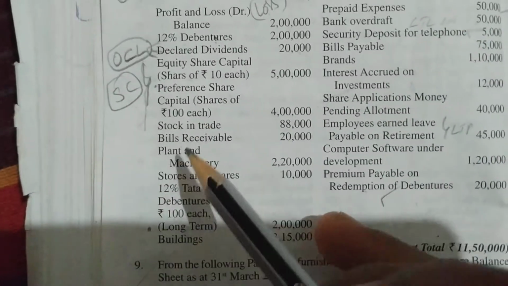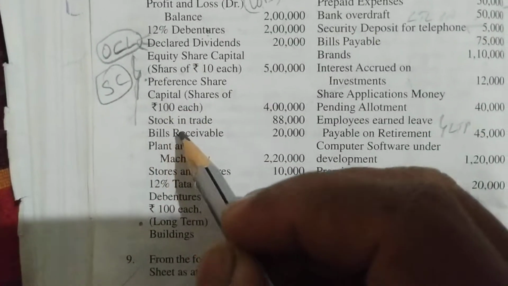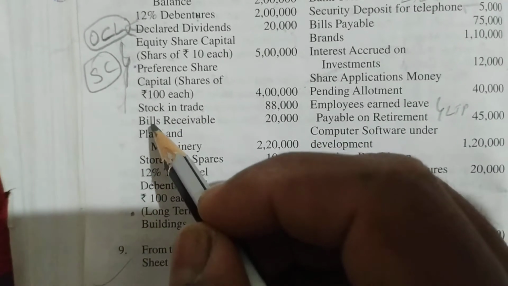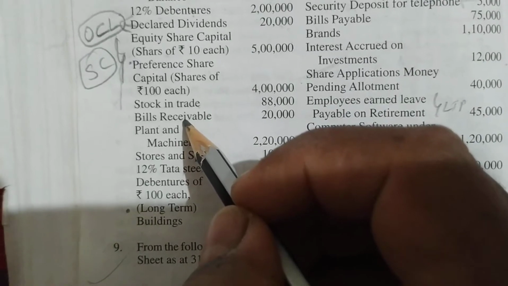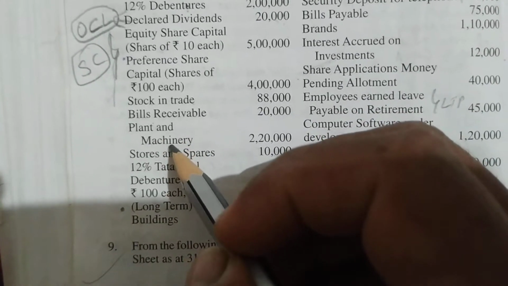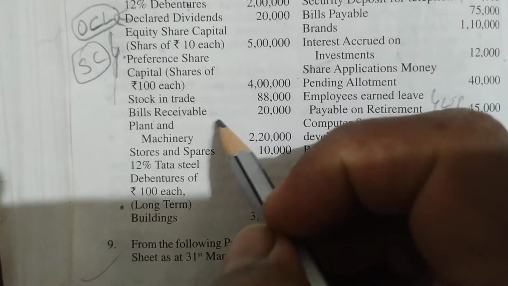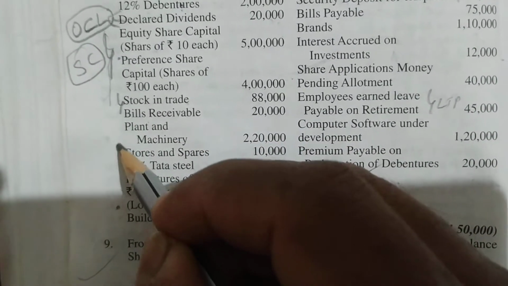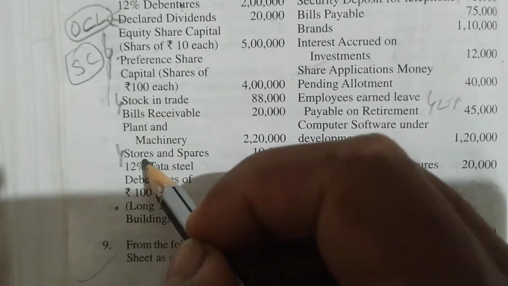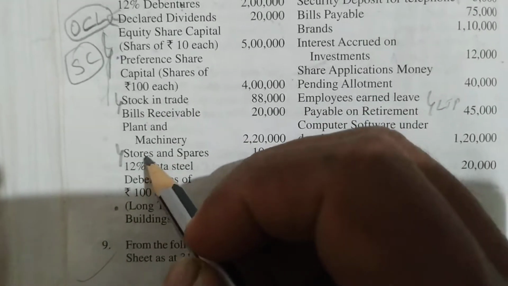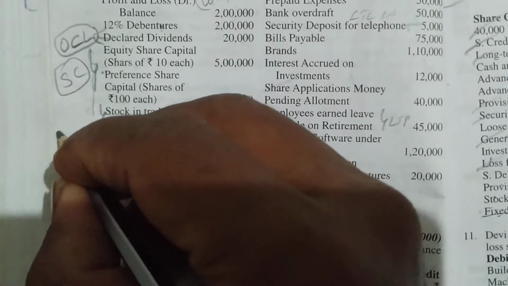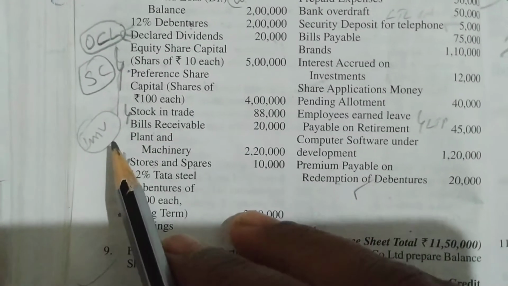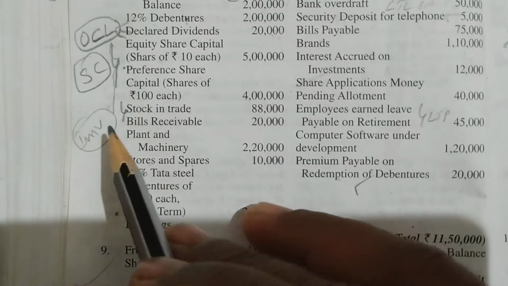Okay. Next, stock in trade we are having. Stock in trade means inventory. Bills receivable we are having, so bills receivable is trade receivables. Plant and machinery we are having, this is a tangible asset. Stores and spares. So stock in trade and stores and spares, both will go under inventory. So we have to prepare a working note of inventory also.